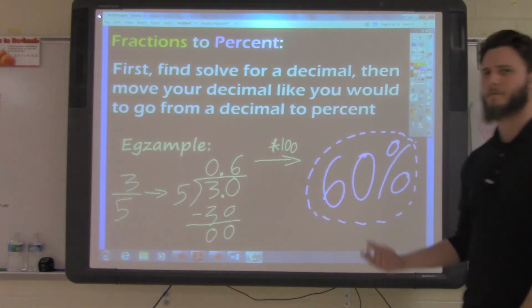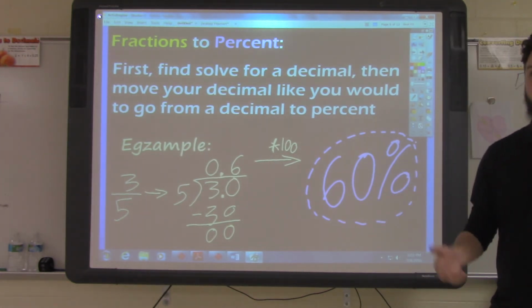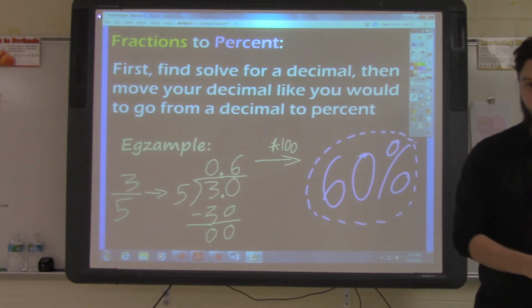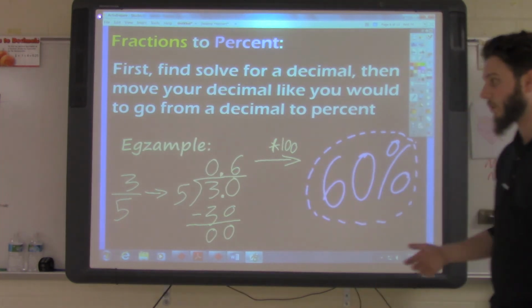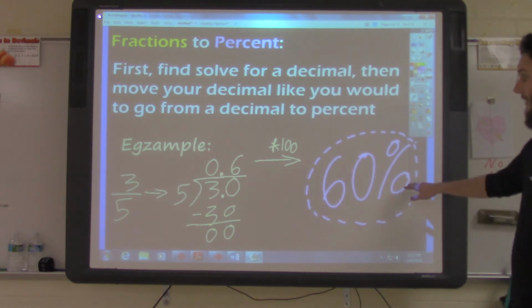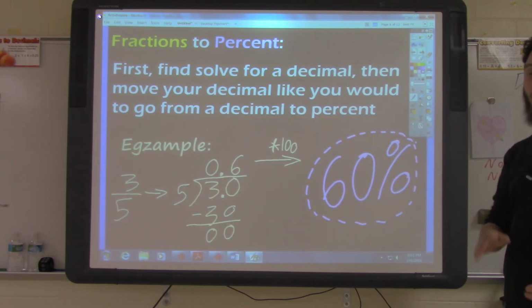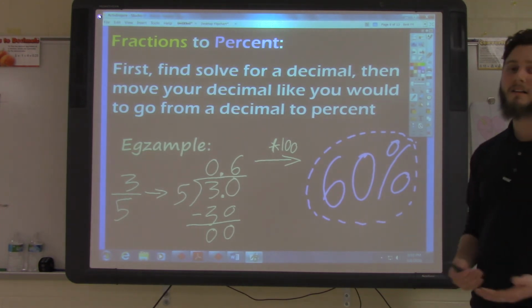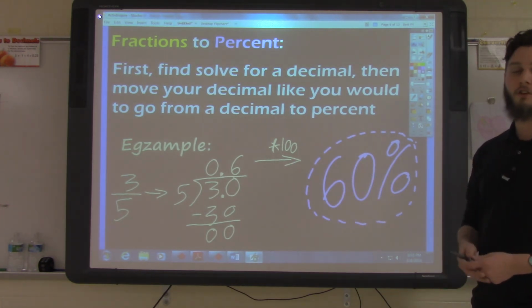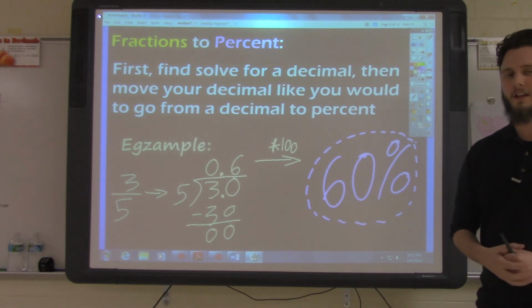All you have to do from that point is treat your decimal the same way that you would treat it if you were changing from a decimal to a percent. In this case, you multiply it by 100, or move your decimal twice, and you're going to get 60%. This may look incredibly wordy, and you are certainly welcome to pause the video at any point. But in all actuality, simply take a fraction, solve it as you would as a decimal, and then use that decimal to get your percentage.